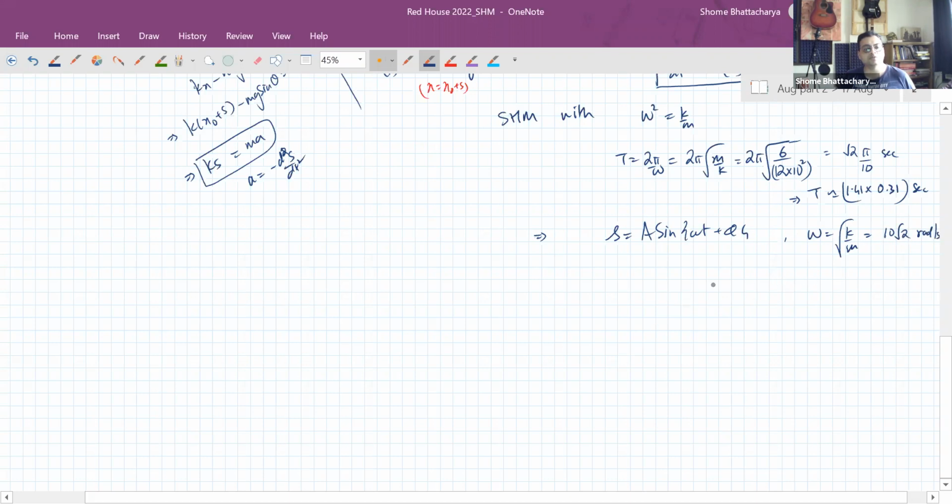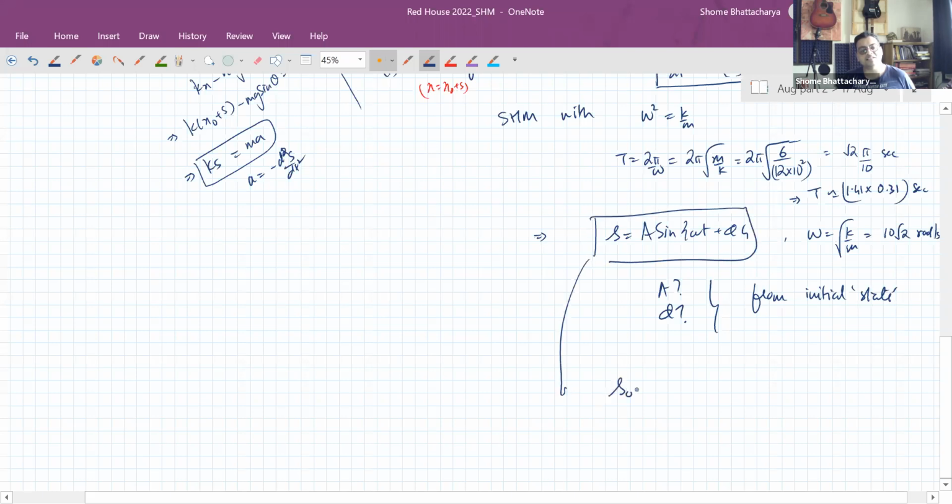But what about the value of amplitude and phase constant? These will come from the initial state. From here we can see that S's initial value is A sine phi, and V's initial value is A omega cos phi. So from that we know that the amplitude would be root of (initial displacement square plus V naught square by omega square), and the phase constant should be tan inverse of S naught divided by V naught by omega. This kind of thing.